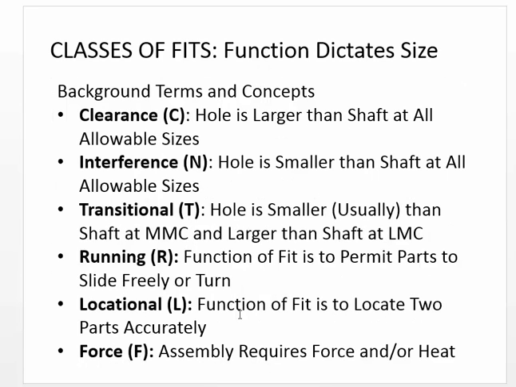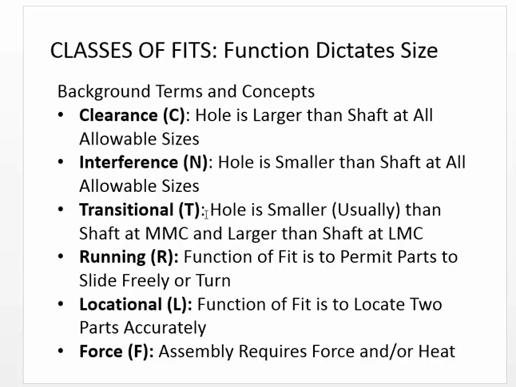Now the letters that we identified in the ANSI standard, the C, N, T, R, and L, have specific meanings and they're helpful in terms of understanding the function of the class of fit you're dealing with. Something is a clearance fit, that means the hole is always larger than the shaft. The letter C is used to identify clearance. If something's an interference fit, the hole is always smaller than the shaft, but the letter I looks so much like a 1 that instead of using I to represent interference, we use N.